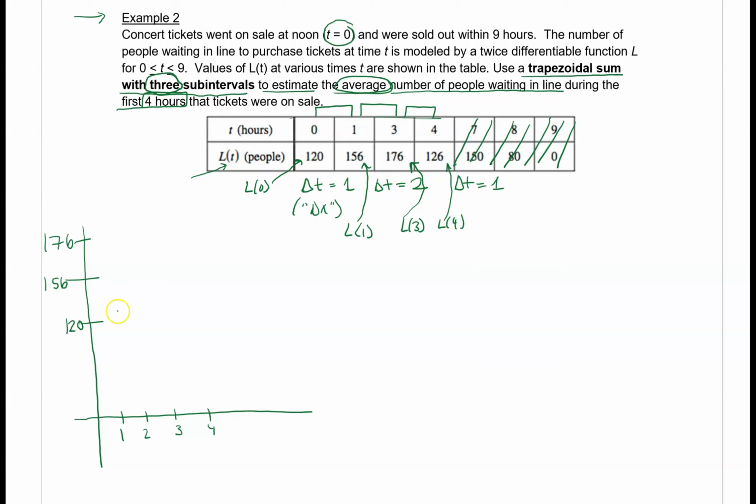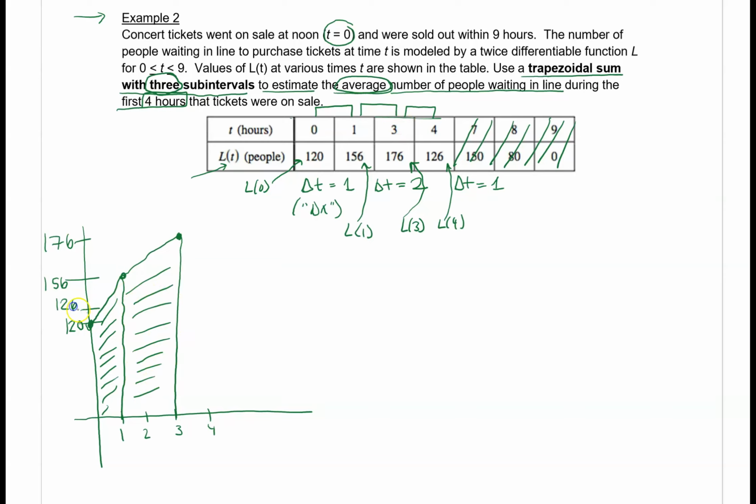So these are going to be the bases of my trapezoids. So I'll have one that goes all the way up to here, and then L of 1 is 156. So this is my first trapezoid right here, and I'm going to find the area of that trapezoid. And then from 1 to 3, I'm going all the way to here. At 3 I had a y value of 176. So then this would be trapezoid number 2, and we're going to find that area. And then from 3 to 4, 4 was down here at 126, so we'll put that right there. This would be my third trapezoid.